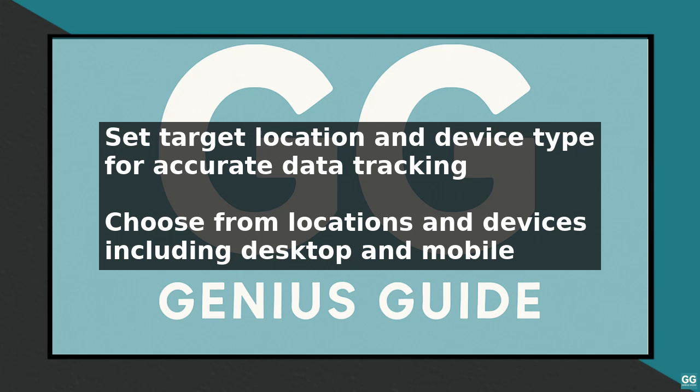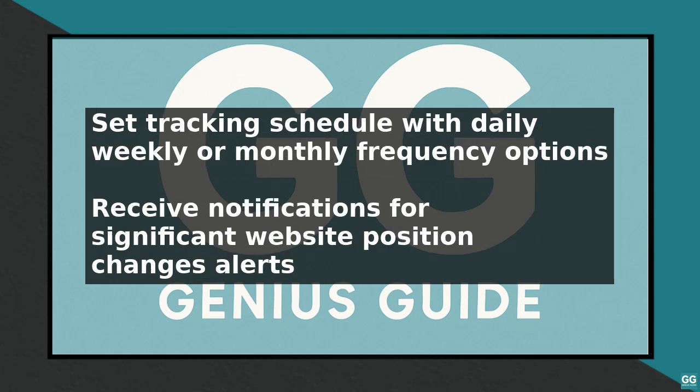To get the most out of Semrush position tracking, it's essential to regularly review your data and adjust your campaign settings as needed. This may involve adding or removing keywords, adjusting your target location, or changing your tracking schedule.